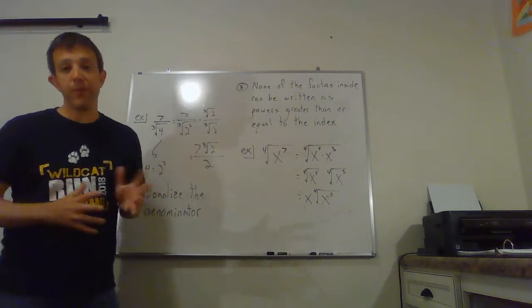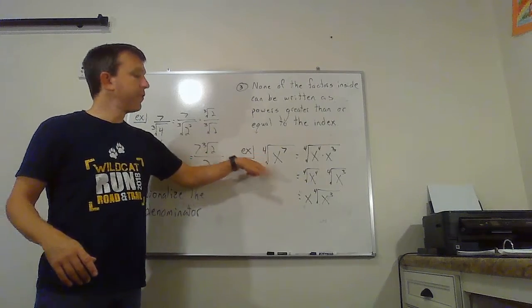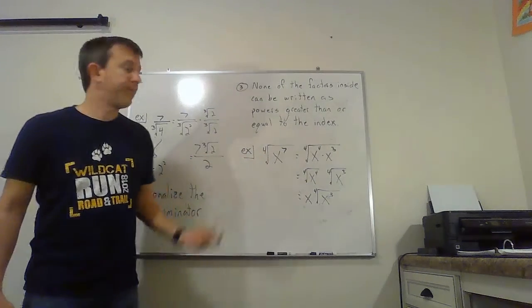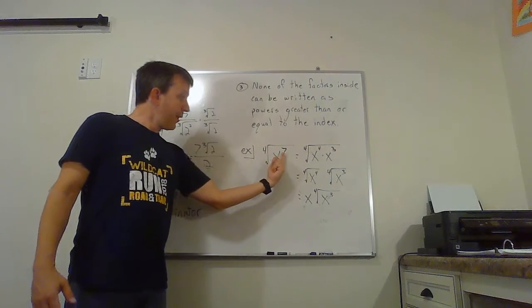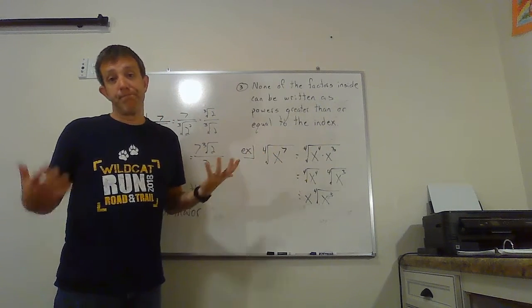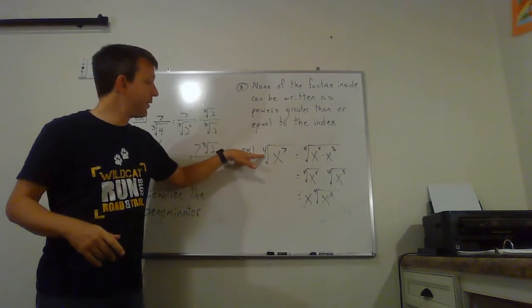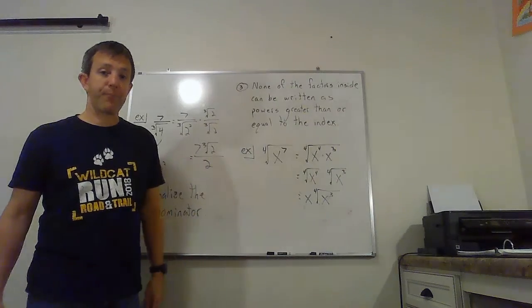Okay. So here's what we're looking at. I've got an example. I'm going to try and use that to explain it. I have the 4th root of x to the 7th power. All this one means is that power right there cannot be greater than or equal to 4. If it's bigger than or equal to 4, we're going to have to simplify it. Okay, because in this case, 4 is that index.